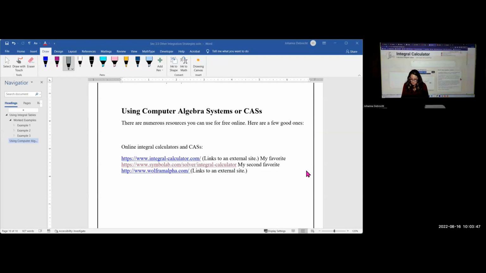So this is the page it opens up on. It is a free resource on the internet. It is one of my favorites. It handles both definite integrals and indefinite integrals. You do have to be very good at order of operations in order to type this in here so that the integrand looks the way you want it to look.